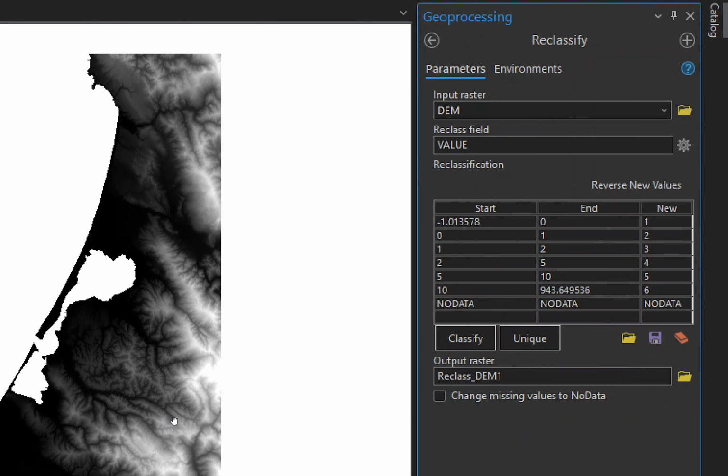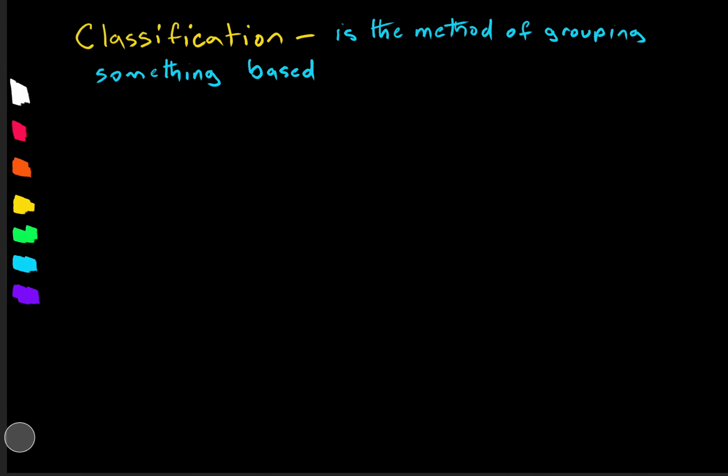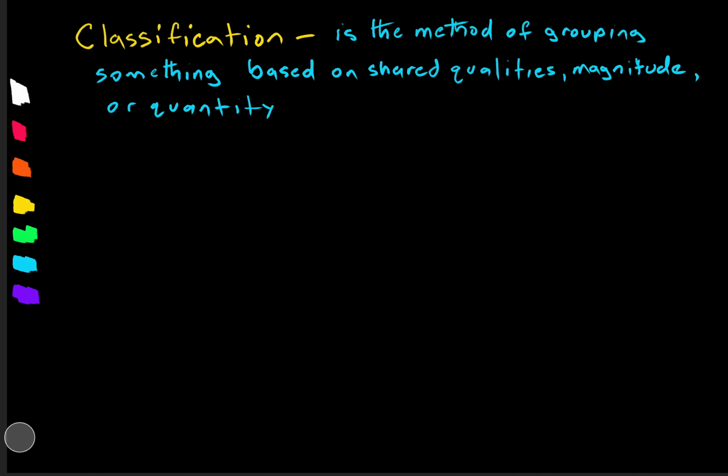Okay, so to help you understand what we did by setting the break values, I need to review some concepts with you. We performed what is called quantitative data classification. Remember, classification is the method of grouping something based on shared qualities, magnitude, or quantity. Through classification, you simplify a phenomenon to make it easier to understand. In this instance, we're going to simplify the elevation data by grouping it into different class intervals.